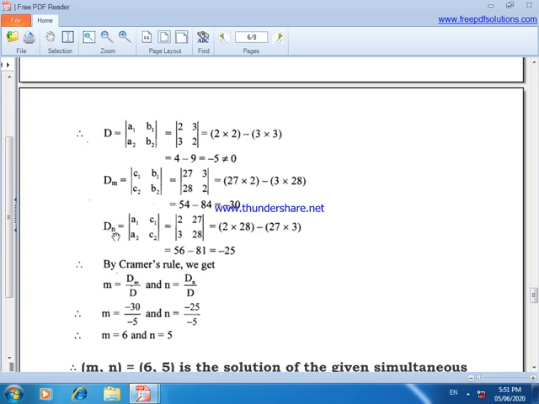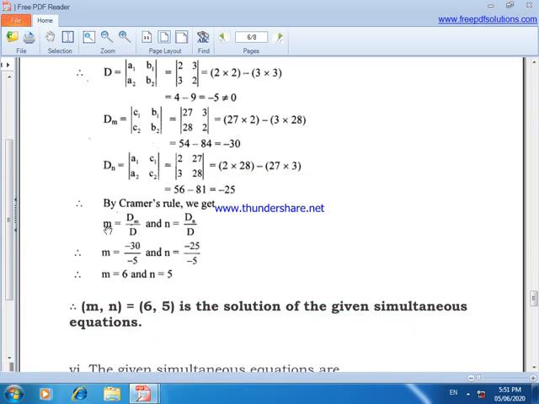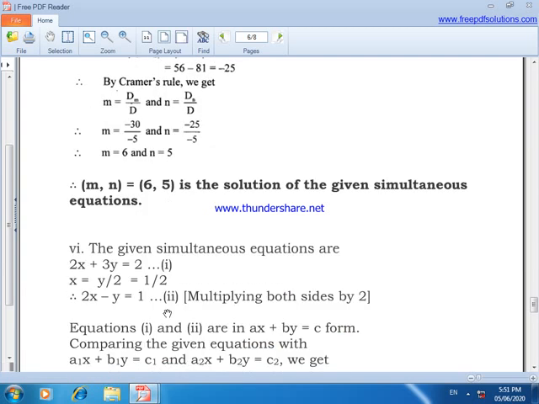Now Dn, instead of Dy here, Dn = |a1 c1; a2 c2| = |2 27; 3 28| = 2 into 28 minus 27 into 3. 28 2s are 56 and 27 3s are 81, 56 minus 81 is equal to minus 25. So by Cramer's rule, m = Dm upon D and n = Dn upon D. That means minus 30 upon minus 5 and minus 25 upon minus 5. Minus minus becomes plus. 5 6s are 30, 5 5s are 25. So the value of m is 6 and n is 5.